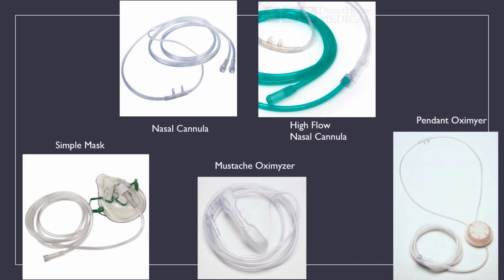So these are simply the different things that we've just talked about. We have our nasal cannula, remember, about 6 liters per minute max. Then we have the high flow. Remember, this is 15 liters per minute max because of the larger diameter tubing.